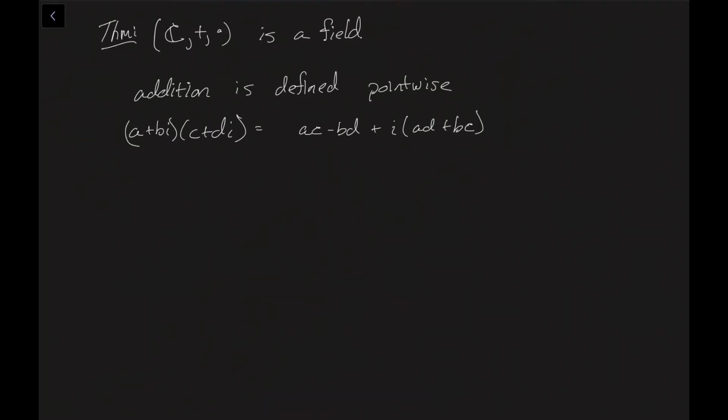Hi, in this video we're going to be proving that the complex numbers with pointwise addition and multiplication as defined below, a plus bi times c plus di equals ac minus bd plus i times ad plus bc, is a field. So to prove this, we're just going to check all the field axioms and make sure it satisfies every one of them.